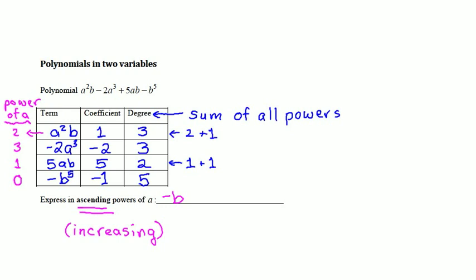Minus b to the 5th. Then the degree 1, or the power 1 term would come next. So we get plus 5ab. Then the term with a to the power 2 would come next. That becomes plus a squared b. And finally, the term with a to the power 3 comes last, with a negative 2a to the power 3.